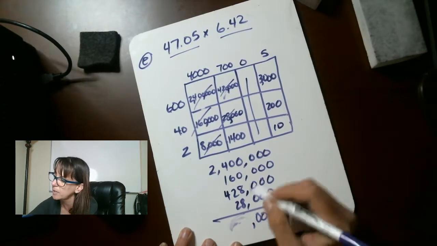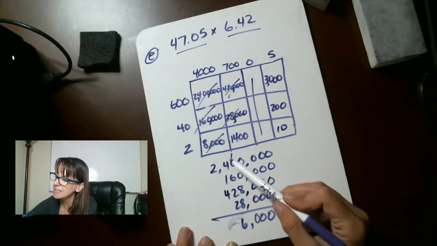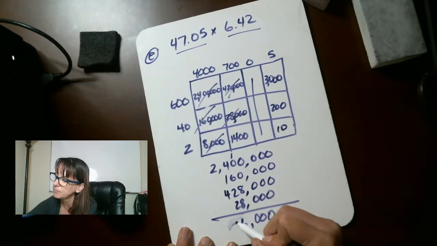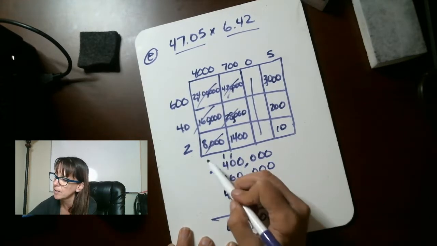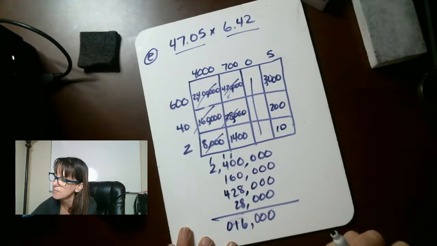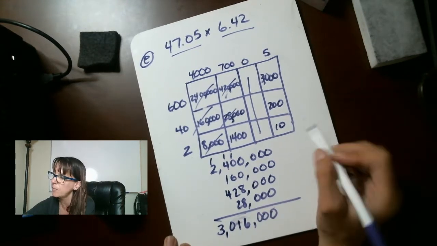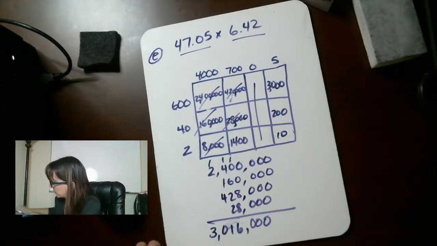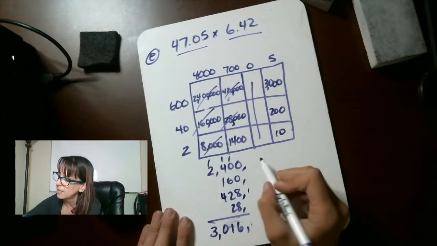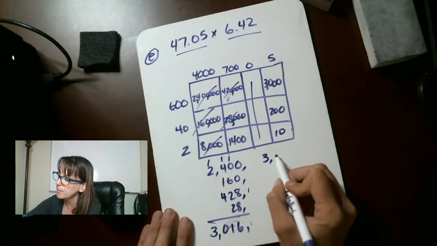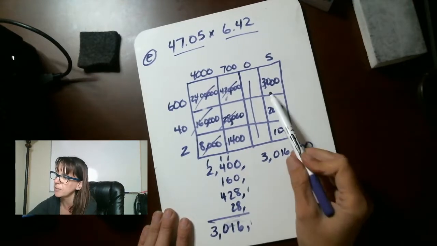1, 2, 3, bam. 8 and 8 is 16. Carry the 1. 6, 7, 8, 9, 10, 11. 1, carry the 1. 8, 9, 10. 0, carry the 1. Yep, making sure I got that right. 3. Good, bring down those commas. Okay, so what we have is, and I'm going to get rid of all those zeros on the side there. All right, we have 3,016,00123. All right, now we're going to add all the rest of these guys.